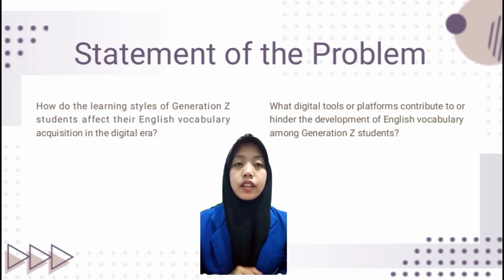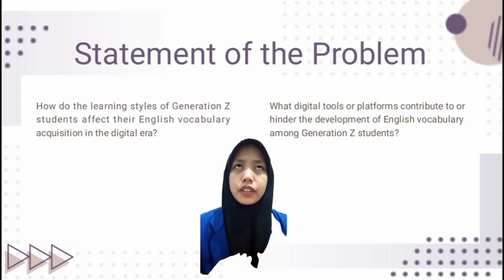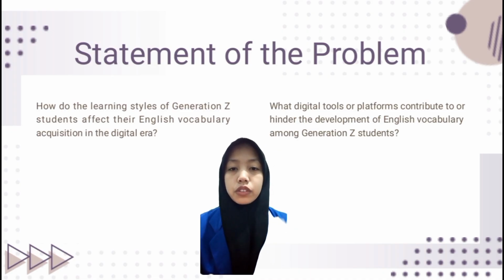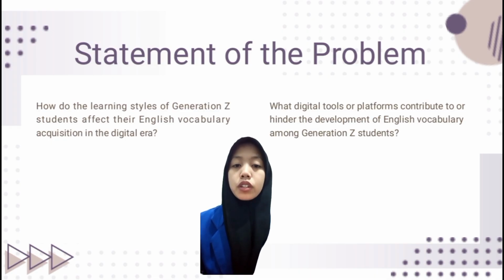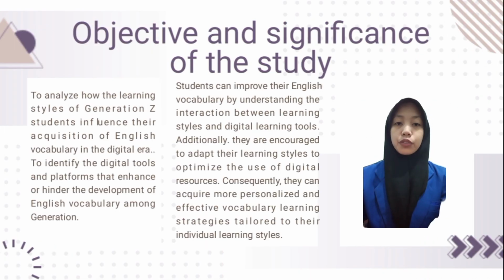Point B, statement of the problem. Number 1, how does the learning style of Generation Z students affect their English vocabulary acquisition in the digital era? And number 2, what digital tools or platforms contribute to or hinder the development of English vocabulary in Generation Z students? Point C, objective and significance of the study.